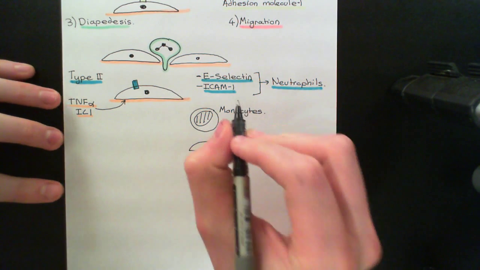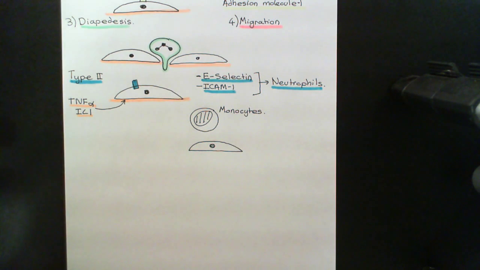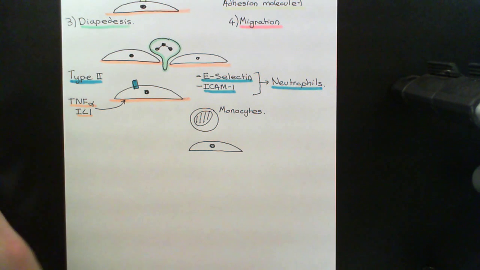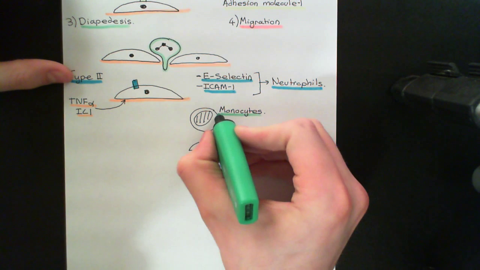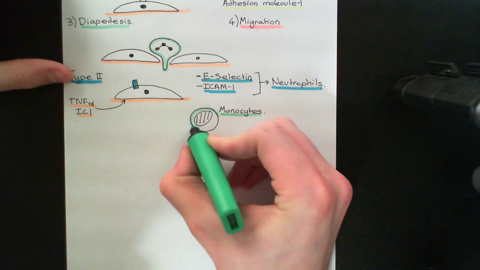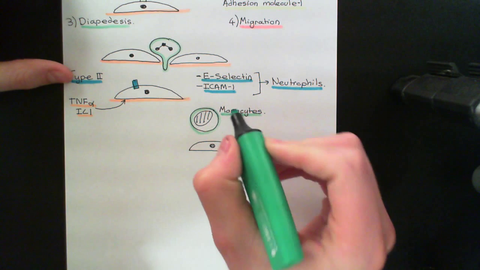Monocytes too are absolutely covered in sialyl Lewis X. They have it attached to all sorts of proteins and all sorts of lipid molecules. So they too will roll because of the presence of these selectins on the surface of the apical membrane of the endothelial cells.